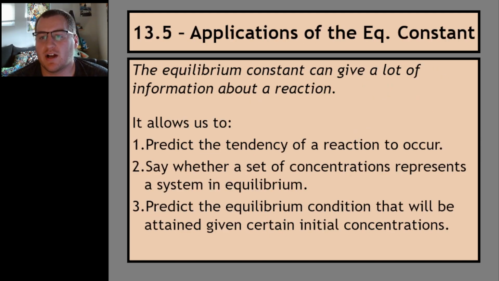The equilibrium constant can give a lot of information about a reaction. It allows us to 1. Predict the tendency of a reaction to occur. 2. Say whether a set of concentrations represents a system in equilibrium. We'll talk more about what that means. We're going to talk about something called Q and compare that to K. And then 3. Predict the equilibrium condition that will be attained given certain initial conditions. So if I start with different initial concentrations, how am I going to get to equilibrium?